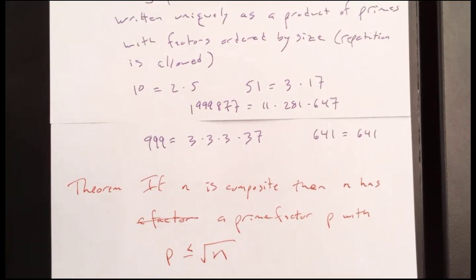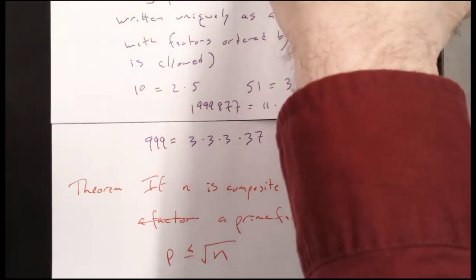Here's a claim. I wrote it as a theorem, so I should be able to prove this. If my number n is composite, which just means not prime, then it's got some prime divisor. And that prime is less than or equal to the square root of n. Why? My number has a factor. It's composite, right? This proof is actually shorter than you think it is.